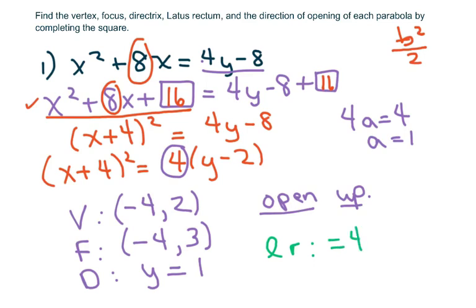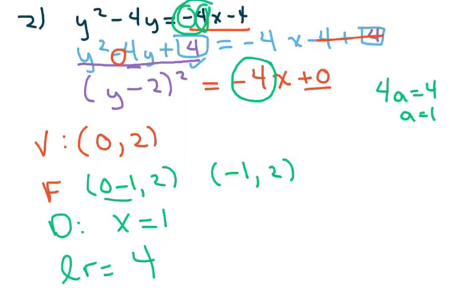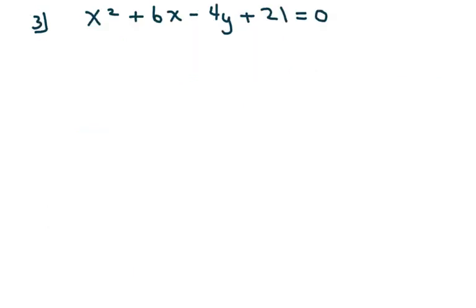Okay, so there it is. And here's another one. We have it in this form. So I'm going to move these two guys onto the right side of the equation and put my square here.